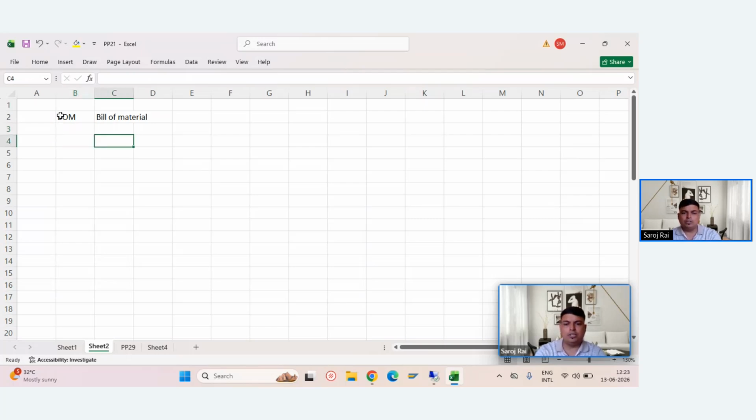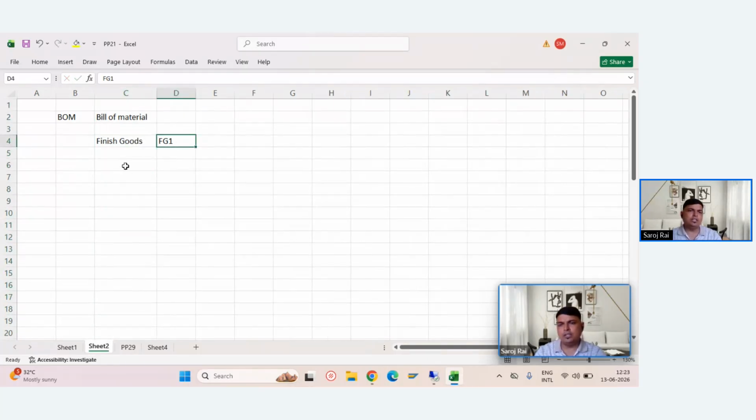For example, suppose any finished good FG is there, for example FG1. If I want to produce FG1, I require a multiple list of raw materials, SFG. For example RM1, RM2, RM3, RM4, up to RMN. It may be possible like that. So these all are my raw materials. Do you agree on that?